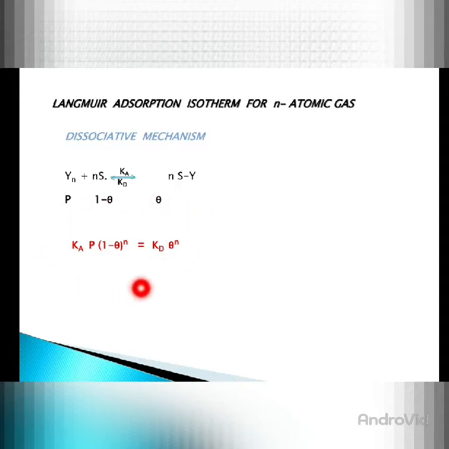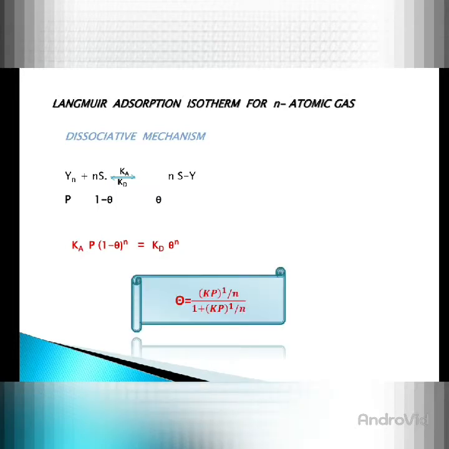And at equilibrium these two rate equations are equal, that is Ka into P into (1 minus theta) to the power n is equal to Kd into theta to the power n. Now if you rearrange this equation, you can get that theta is equal to (Kp) to the power 1 by n divided by 1 plus (Kp) to the power 1 by n.